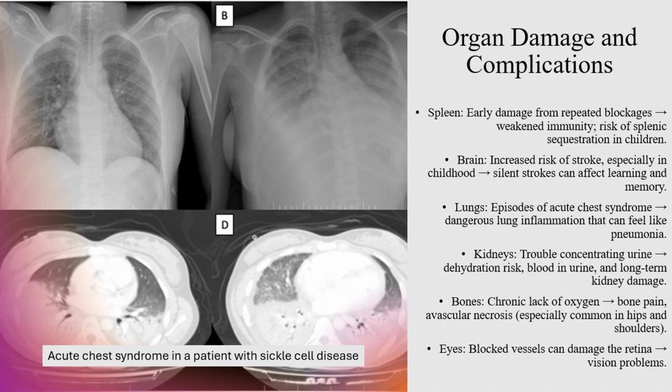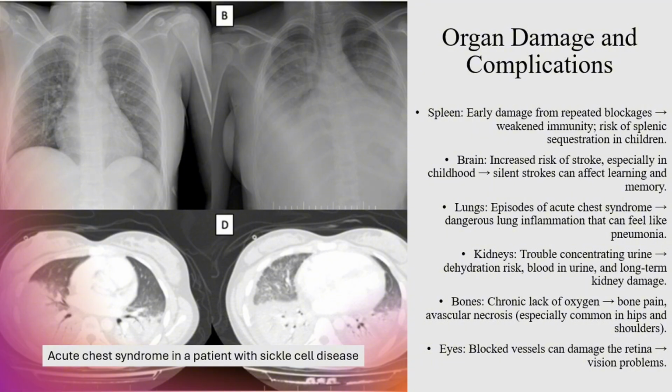Next, the lungs. One of the most dangerous complications is acute chest syndrome. This is inflammation or blockage in the lungs that can feel and look just like pneumonia. It's a medical emergency and one of the leading causes of hospitalization within this disease.